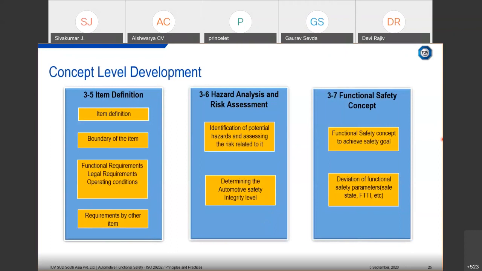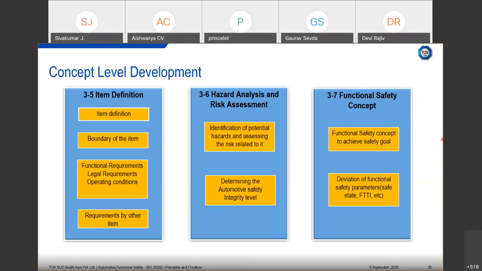The item definition. The importance of item definition is to define the scope of your project and the boundary. This is a very, very important aspect. In this, you should have a boundary diagram where the internal and external interfaces must be captured. And then you should also list out the various vehicle functionalities applicable for the item. Other important information may be legal requirements, operating conditions, the requirements you expect from other systems, and the requirements which you are allocating to other systems, and so on. Such information must be available. This is the first document, I can say, from the safety aspect.